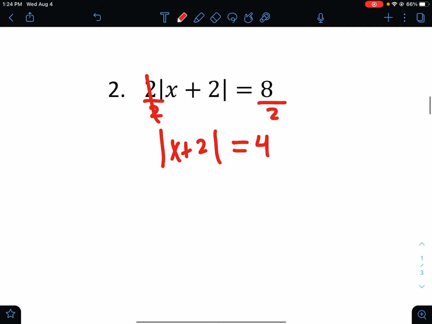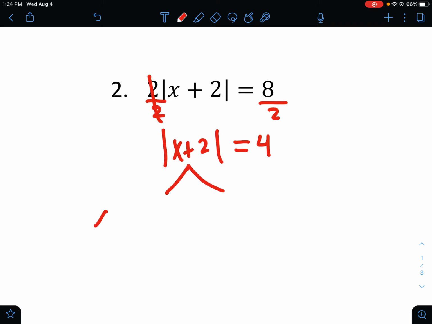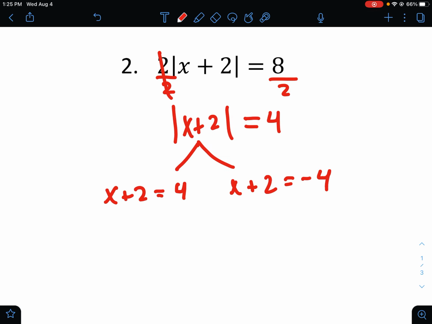Now that the absolute value is isolated, I can set it equal to a positive version and a negative version. So this is going to split up into x plus 2 equals a positive 4 and x plus 2 equals a negative 4. Because if both of them get a positive or negative 4, then the absolute value would be 4. And then you just solve each one. This could be either one, so we put an or there because it could be either or.